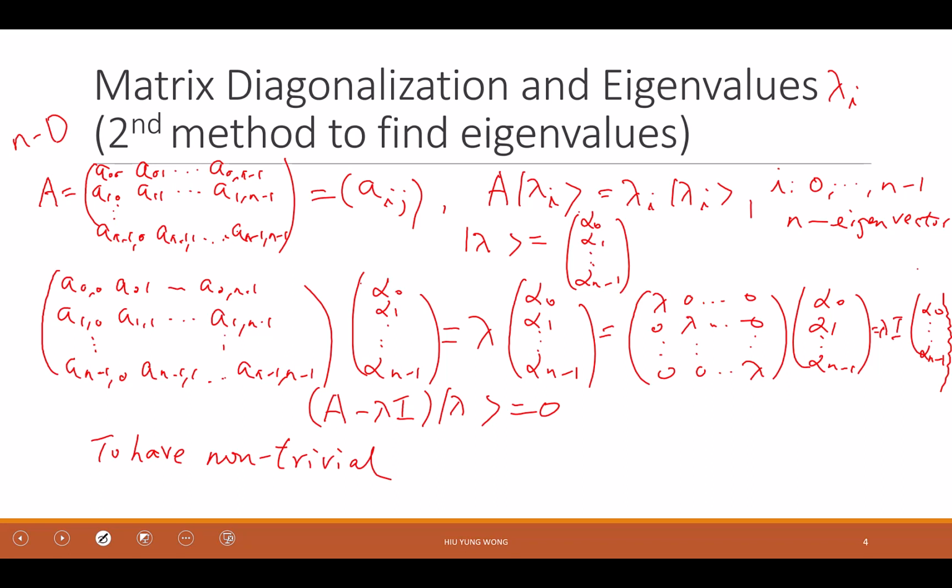In order to have a non-trivial solution, then we need the determinant of this matrix to equal 0. Determinant, right? If you forgot what it is, you can Google it later, but it is very easy for a 2D case. I will show you, right?